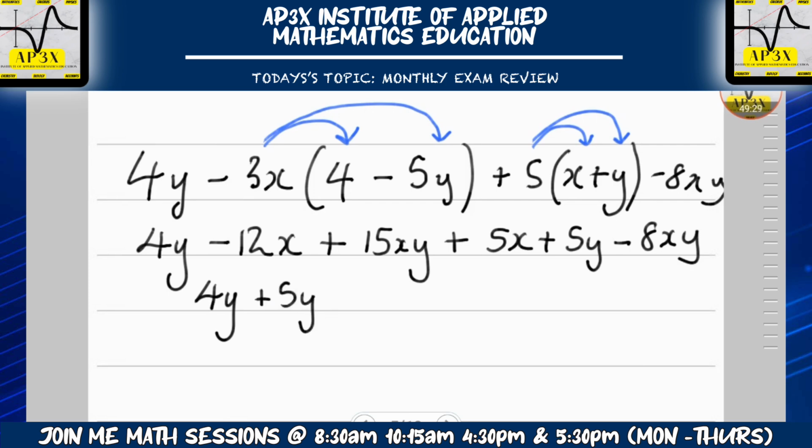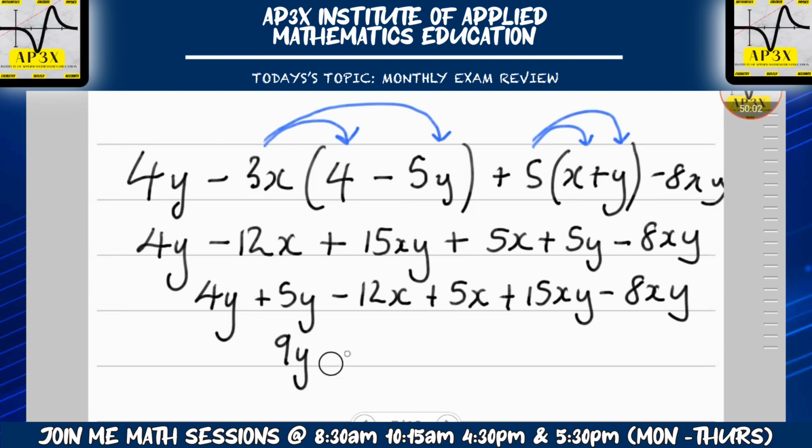Then what we have next is in fact the x's, so we have -12x, and we're looking for all the possible x's, that's plus 5x here. Then we're looking for all the xy, so that's plus 15xy minus 8xy. Now that everything is organized according to like terms, we can go ahead and proceed to add what can be added. So 4y plus 5y is 9y.